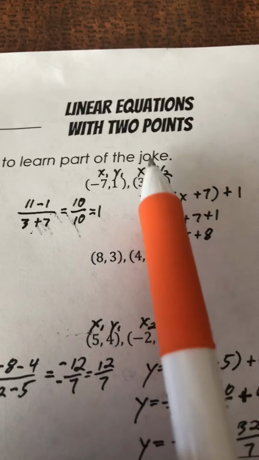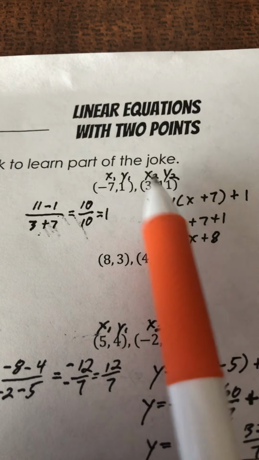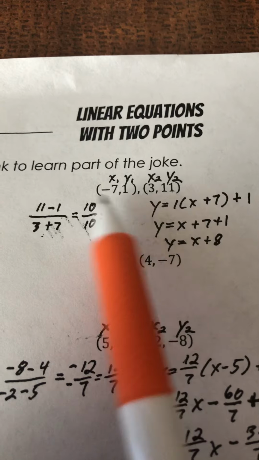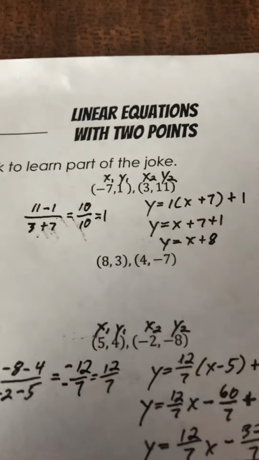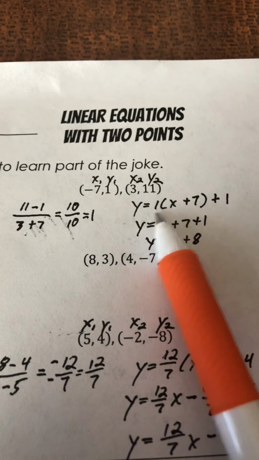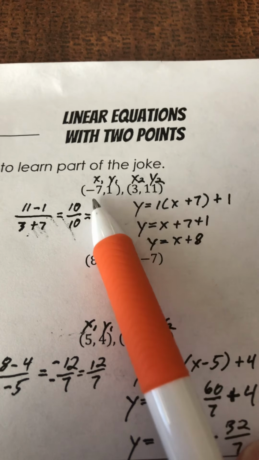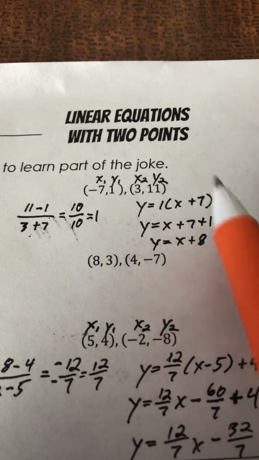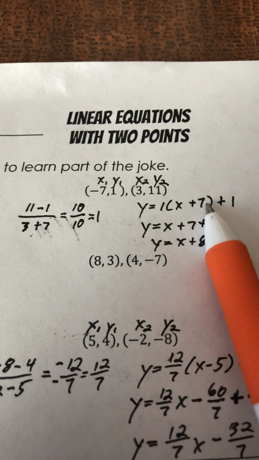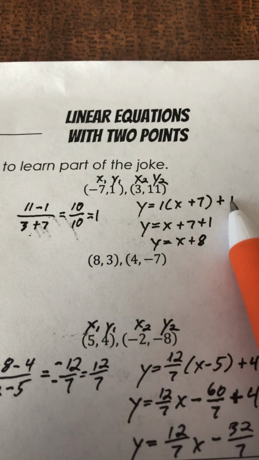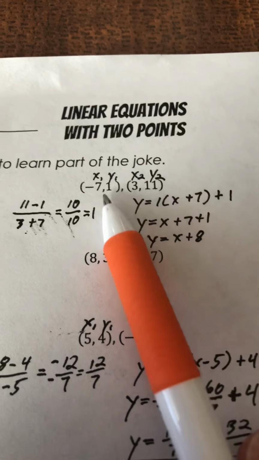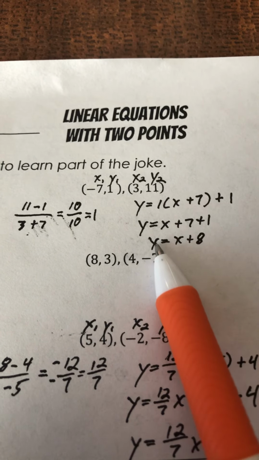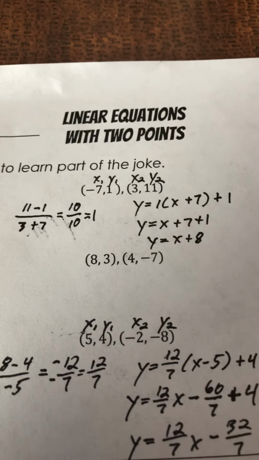I'm going to move on to number 3. So here I have 11 minus 1, and 3 minus 7 becomes 3 plus 7. So I end up getting 10 over 10, or 1. Then I plug that in, and subtracting a negative becomes positive. And then I add my y, and I'm just using these. I could use these, but I use these. Either one, you're going to end up with y equals x plus 8.